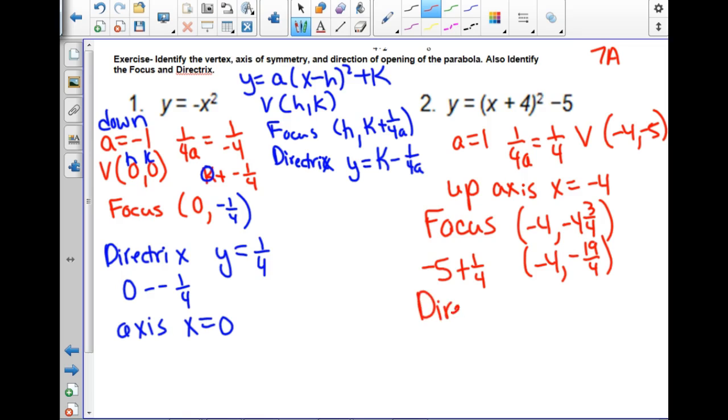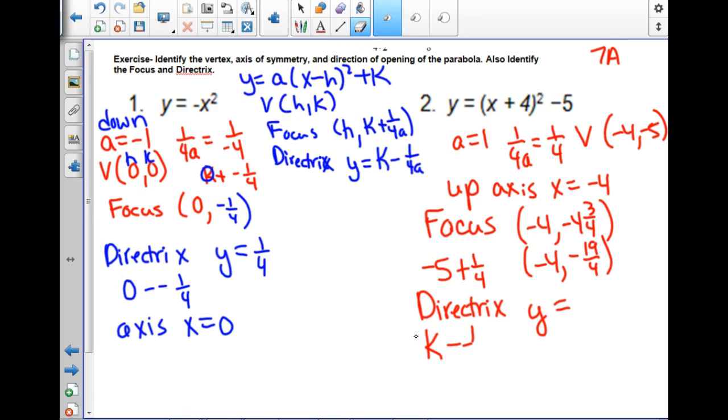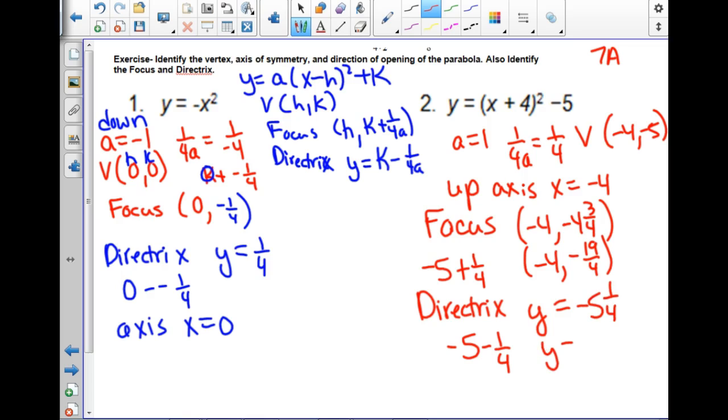The directrix is the equation y equals, and you do k minus 1 over 4a. So let me just write down what k is. I'm going to quit writing the formula because it's right there in front of you on your little paper. So k is negative 5, minus our 1 over 4a, which is 1/4. So that'd be negative 5 1/4, or in improper fraction form, negative 21/4. You don't have to have both of these, you just need one or the other.